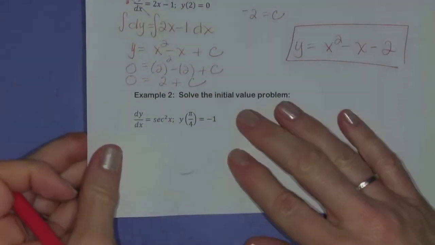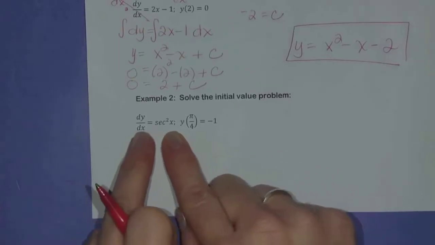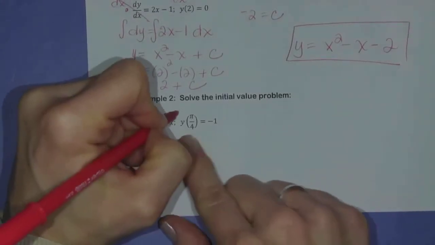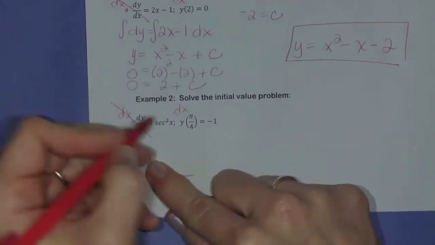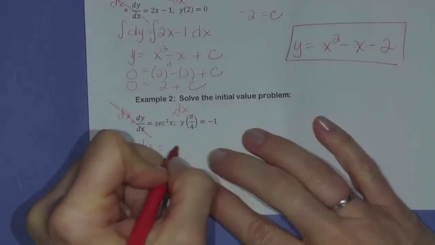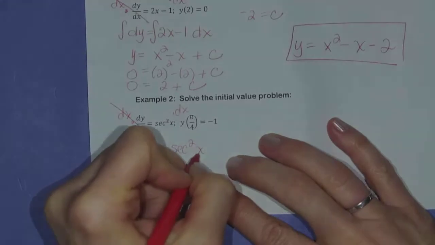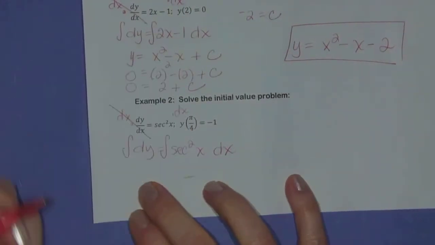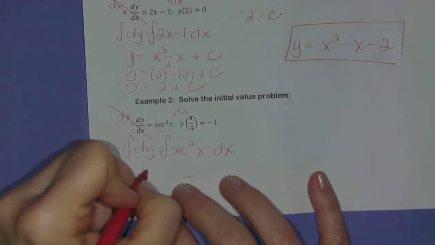Let's go to example 2. Solve the initial value problem. Okay, same idea. So we start, just as we did before, by multiplying both sides by dx, cancel. dy is equal to secant squared x dx. Okay, integrate, integrate. So we have y equals.